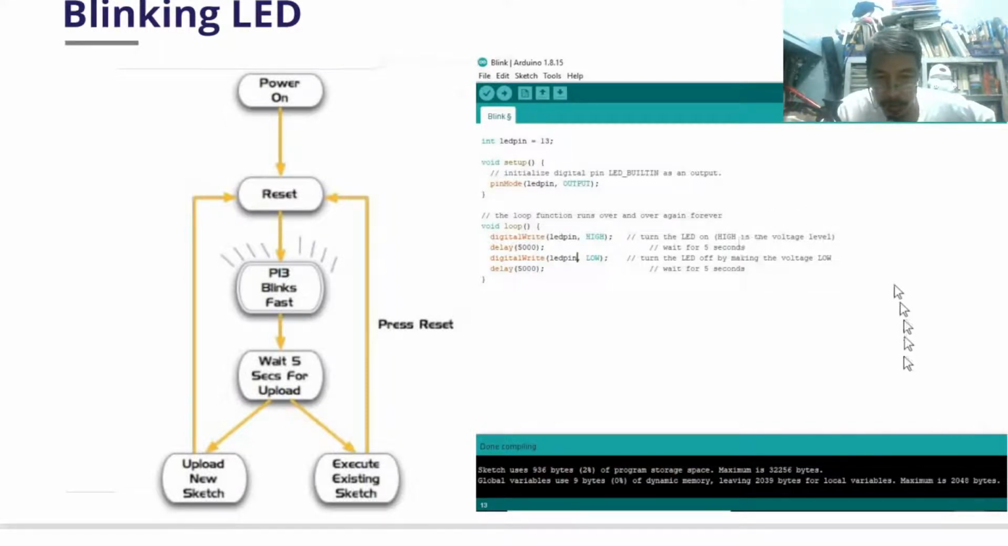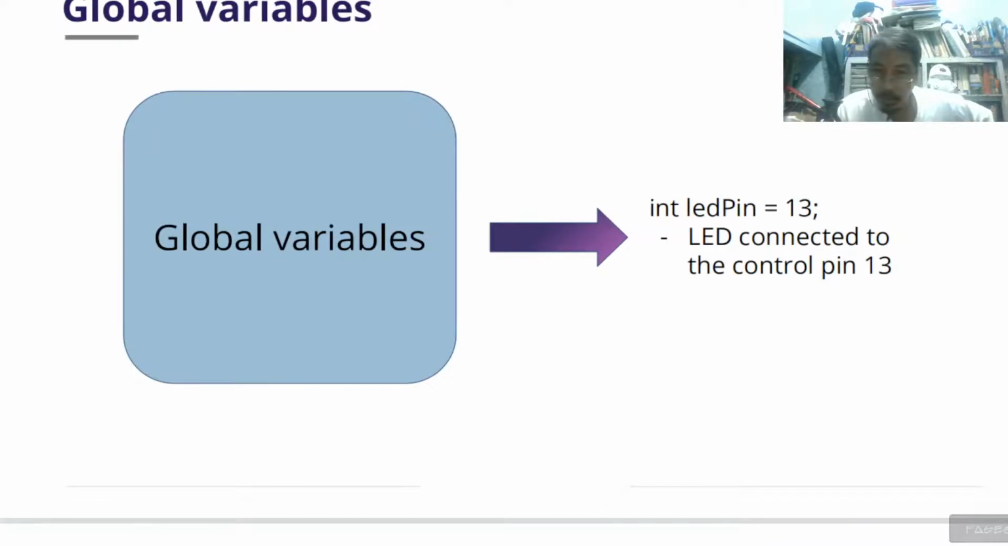Then after that, you have to compile it. After compiling, it will give you this message: the sketch uses 936 bytes. So that is your amount. This program is equal to 936 bytes. Okay, so that is how you make the program.